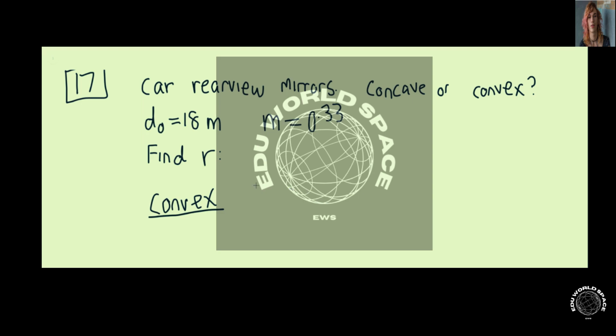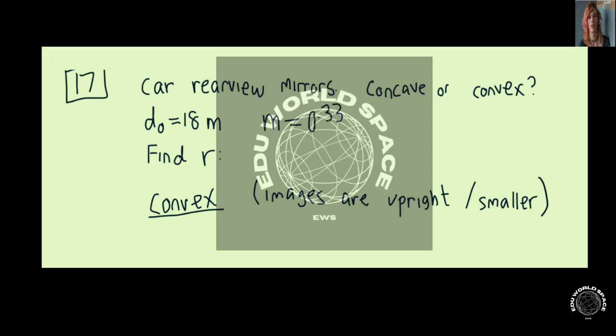We know this because the images, just to recap, are upright, and they're always smaller than the object. So with that said, if we have some information about the distance of the object, in this case the car is 18 meters away, and we know that the image is a lot smaller than the object, exactly a third as big, we can find the radius of curvature for these convex mirrors.